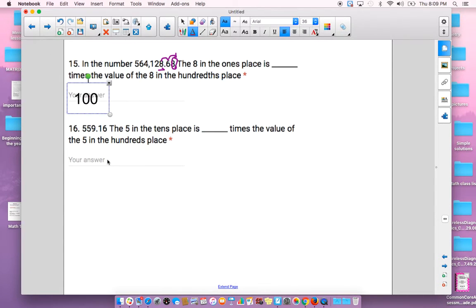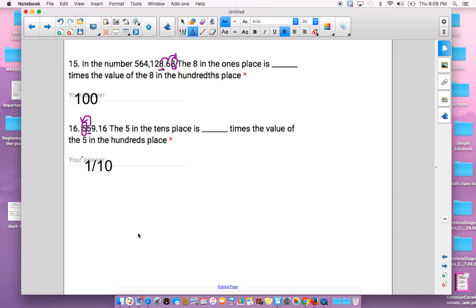Okay, now I'm at the last question. For 559 and 1600ths, the 5 in the tens place, underlining the 5. Let me get back to my underlining. The 5 in the tens place is blank times the 5, circling the hundreds place. What direction am I moving in? Yes, I'm moving to the left. So each time I move to the left, it's 1/10. So my answer in this case, because I'm only moving one place value, would be 1/10 times.